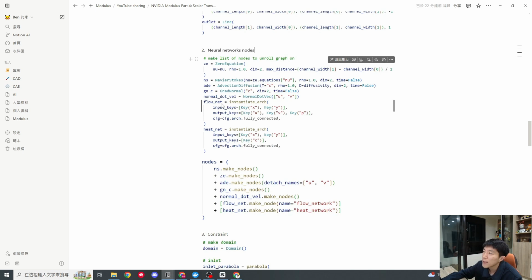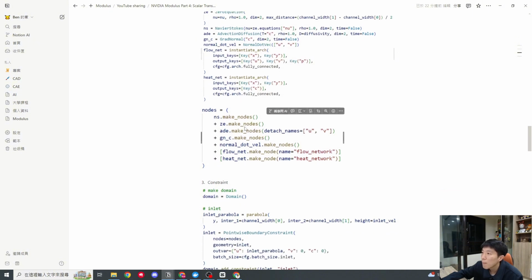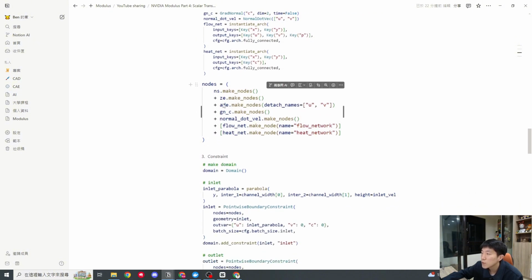And so in the flow net, the input keys are x and y, and the output keys are velocity and pressure. And in the heat net, we have x and y as input, and the output key is c, which is temperature. So nodes is to put every node together.